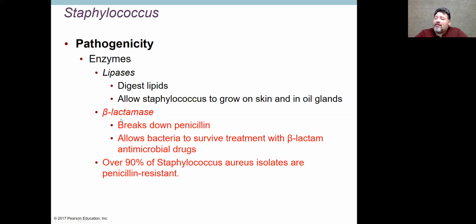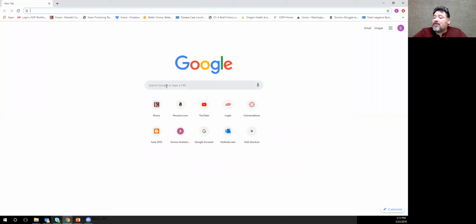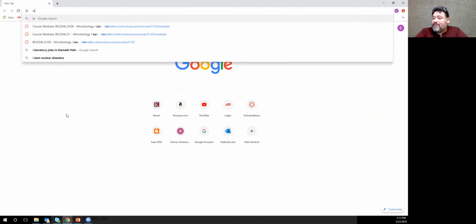Many of them produce beta-lactamase. Again, this is a review. If you remember, the beta-lactam ring. Let me see if I can bring this up. I'm going to bring this over here. This is kind of fun. I like doing this. So the lactam ring.